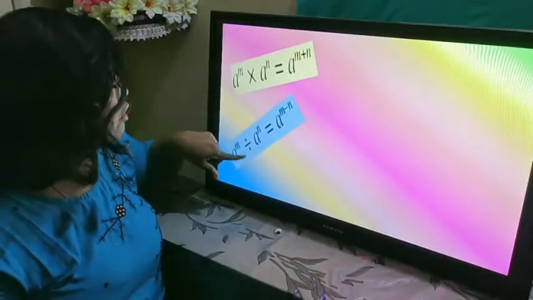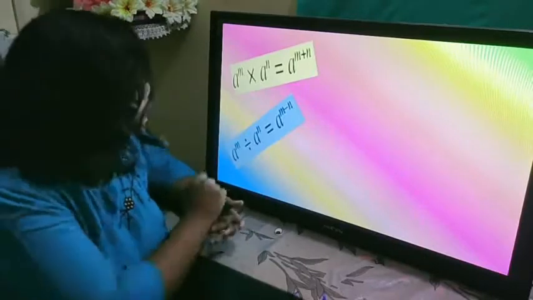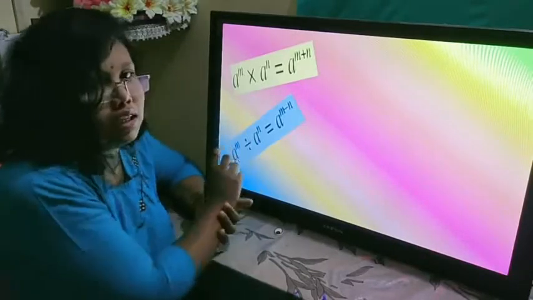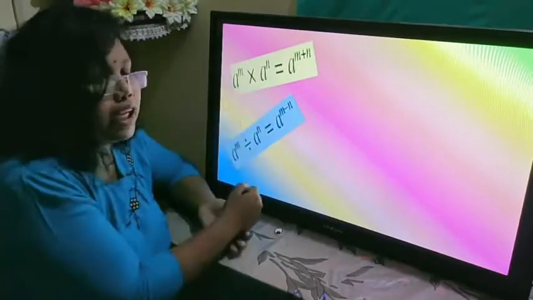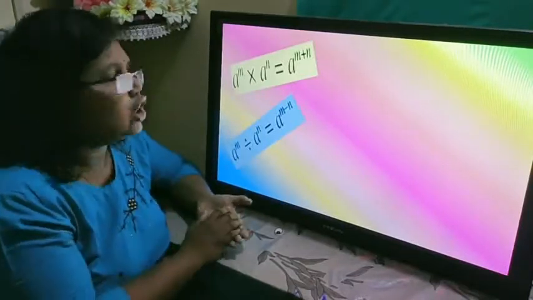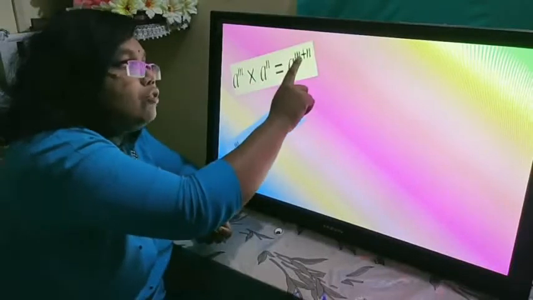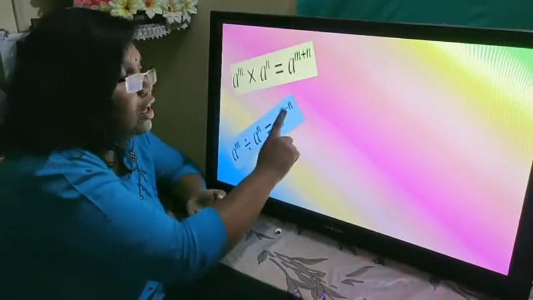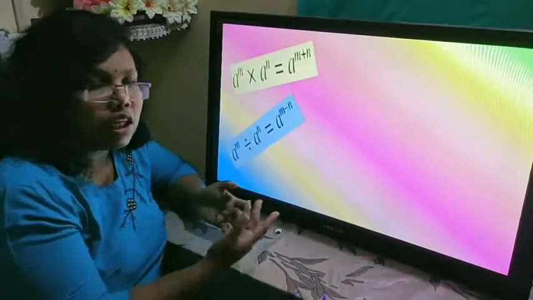Next, again we have a and a as base. The powers are m and n. Now here we had multiplication and here we have division, the opposite of multiplication. So since it was multiplication there, we added. So for division here, we subtract. That's how it works.